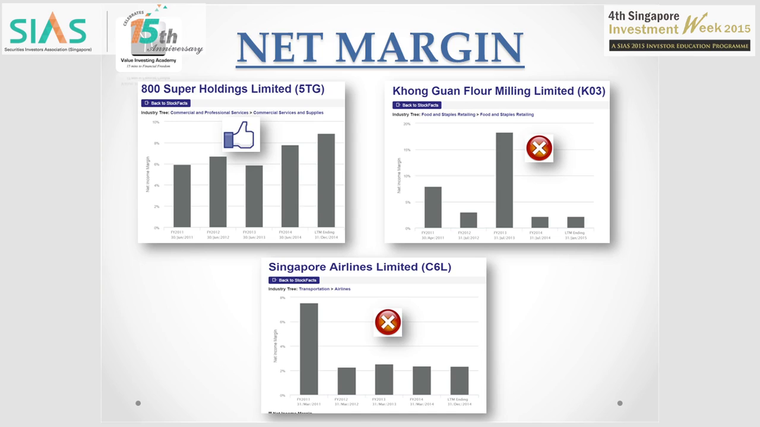So if, let's say, the audience looks at the chart, you may see, let's say, 3 companies. One we're looking at is, for example, 800 Super Holdings, that's number one. The second one is Khong Guan Flour Milling. The third one will be Singapore Airlines.